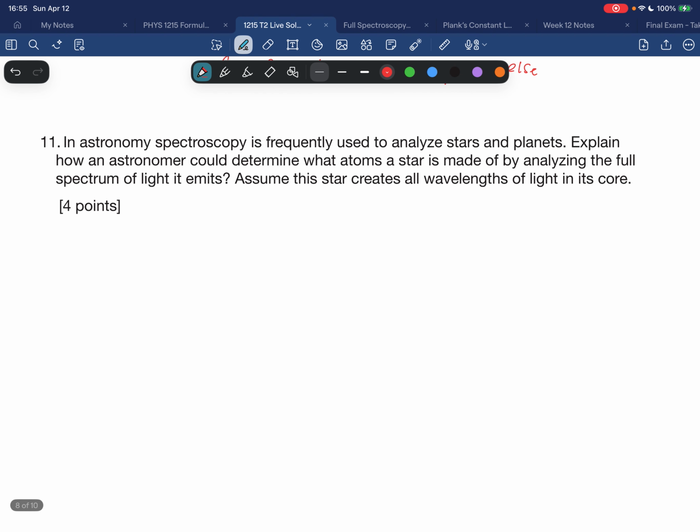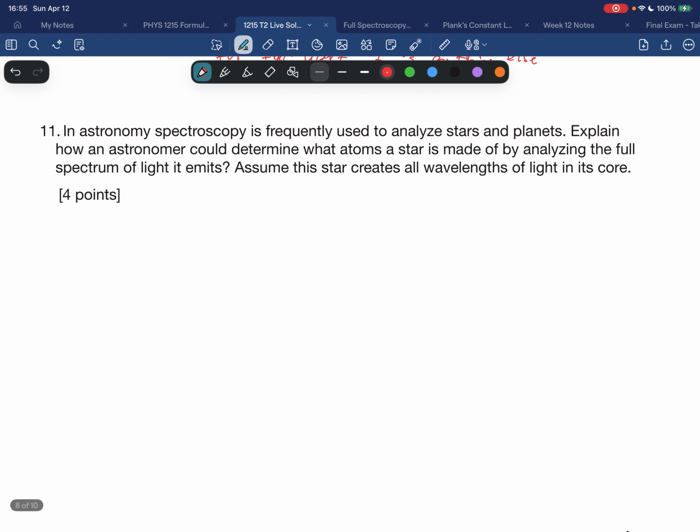Okay, so 11. In astronomy, spectroscopy is frequently used to analyze stars and planets. Explain how an astronomer could determine what atoms a star is made of by analyzing the full spectrum of light it emits. Assume this star creates all wavelengths of light in its core. So what we're going to have here is a full spectrum of light. This is going to be the opposite of what we have seen in our labs.